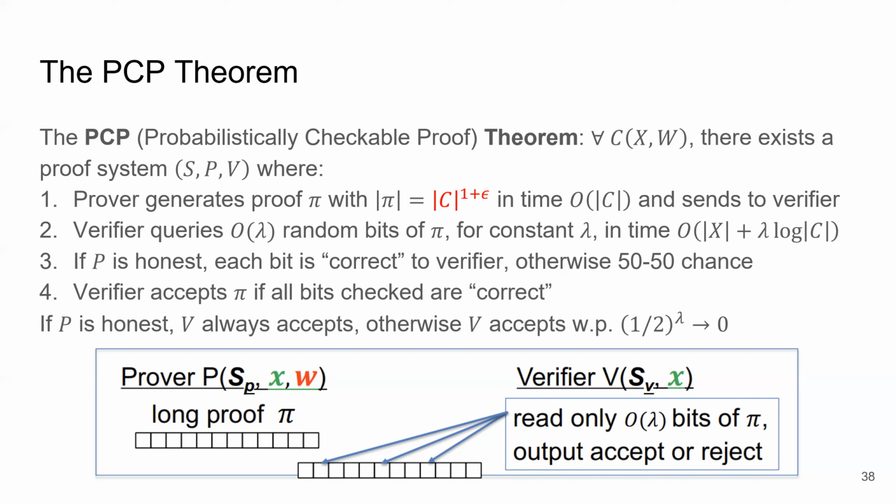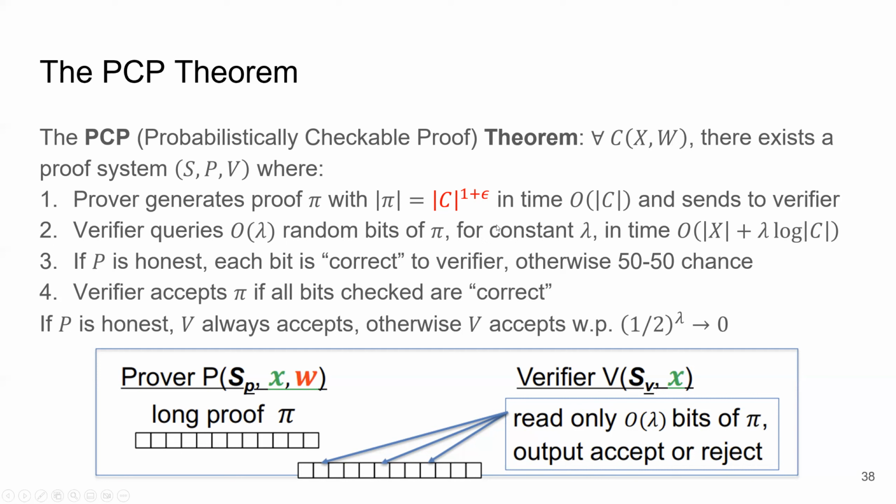And yes. So there's line number 2, verifier queries lambda random bits. I'm wondering, in terms of the time complexity of x plus lambda log c, why does the log c get into that time complexity? Like, why does the size of c affect how long it takes for the verifier to query? Yeah, so the reason is the verifier isn't just selecting some random lambdas and then just querying lambda bits. It's querying some linear value in lambda bits.